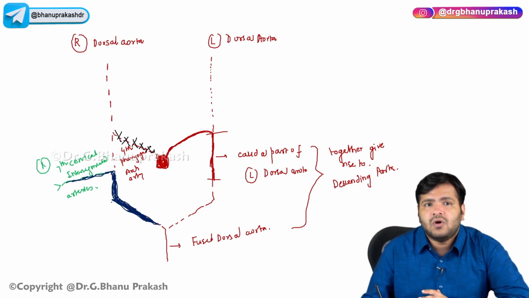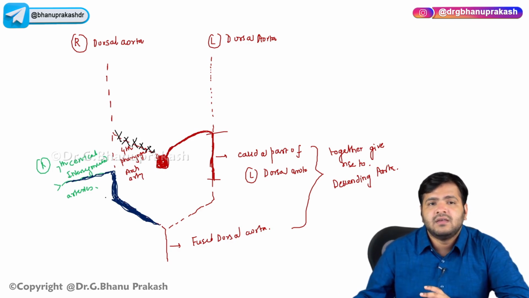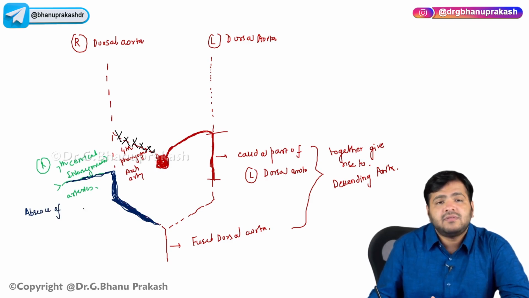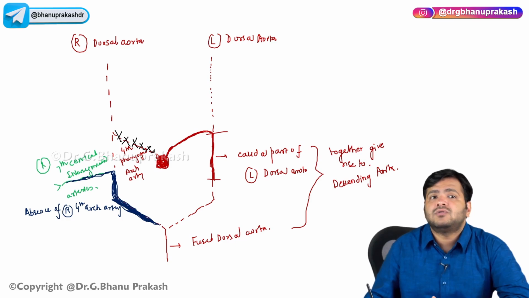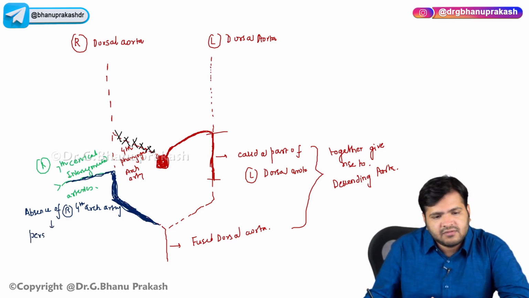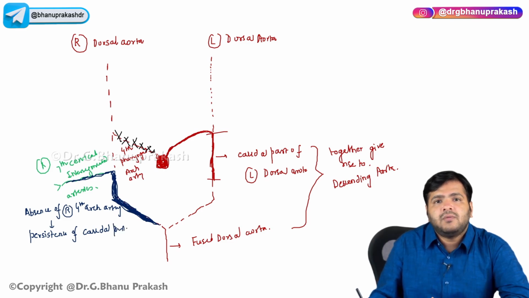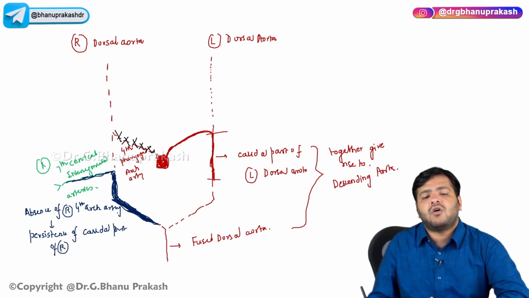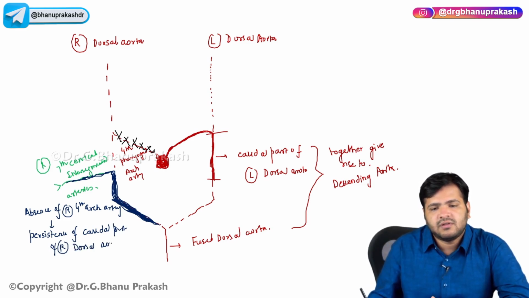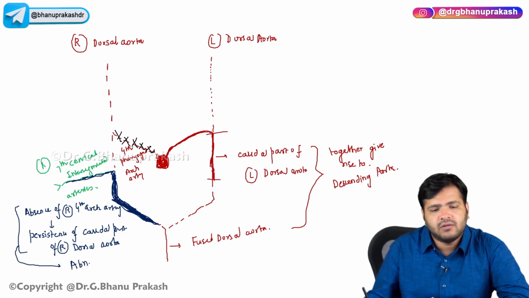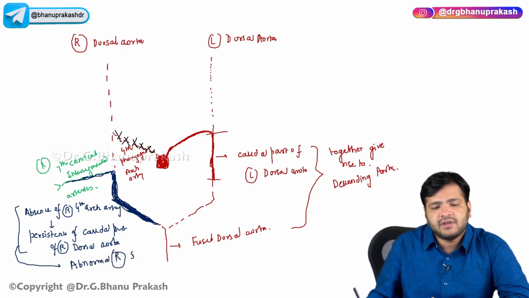Now what are these parts? You already know we have this dorsal aorta, right? So yes, remember, if there is absence of the right fourth arch artery, or if there is persistence of the caudal part of the right dorsal aorta, then both of these things will give rise to one of the anomalies, and that is called the abnormal right subclavian artery.